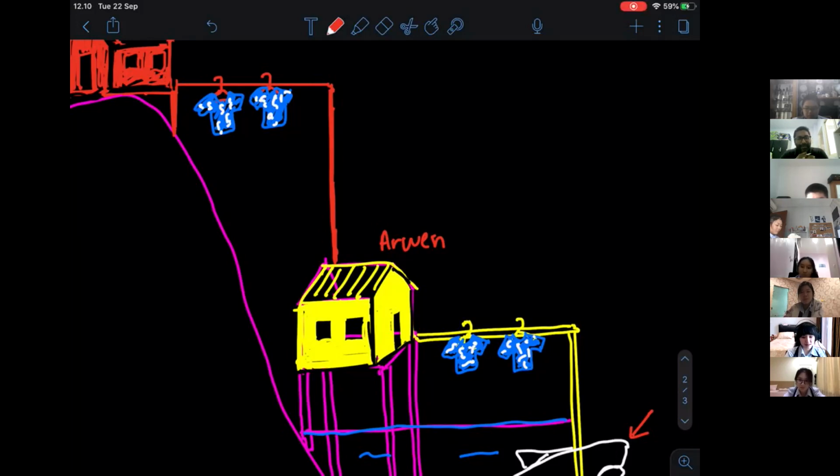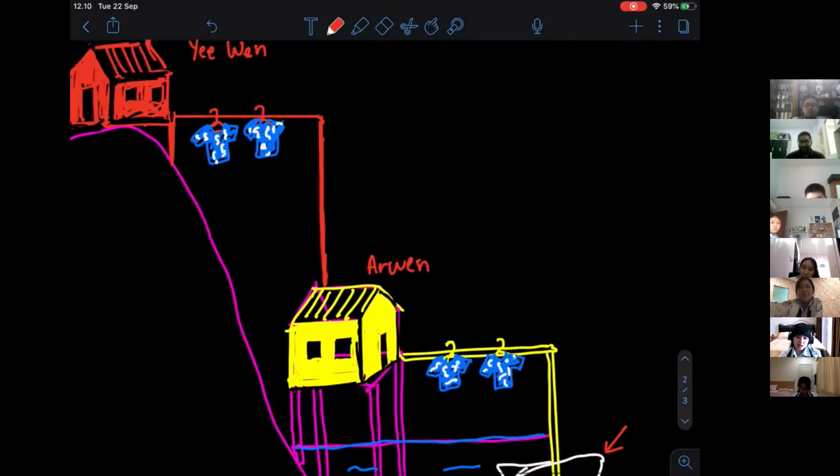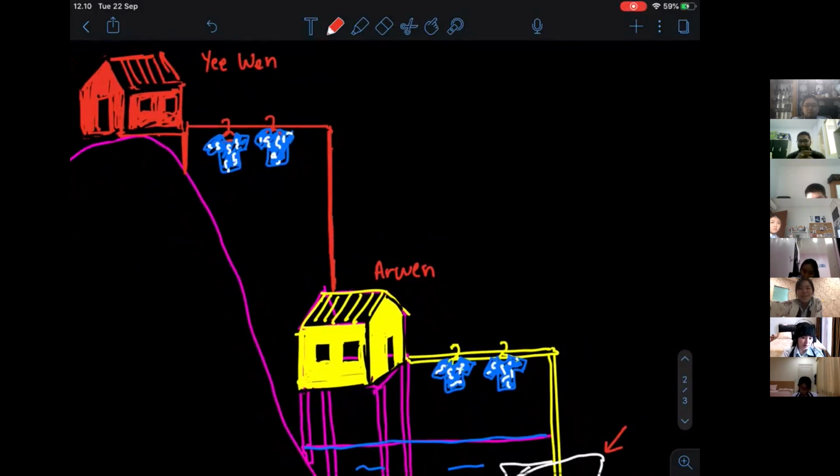Anyway, let's compare Yiwen and Arwen. They didn't prepare earlier. They washed their clothes at night and then tried to dry them. So can someone tell me who has the higher probability that the clothes will not be dry the next day? Sharon, who do you think the clothes will not dry easily for? Arwen? Why? It's lower, lower point.